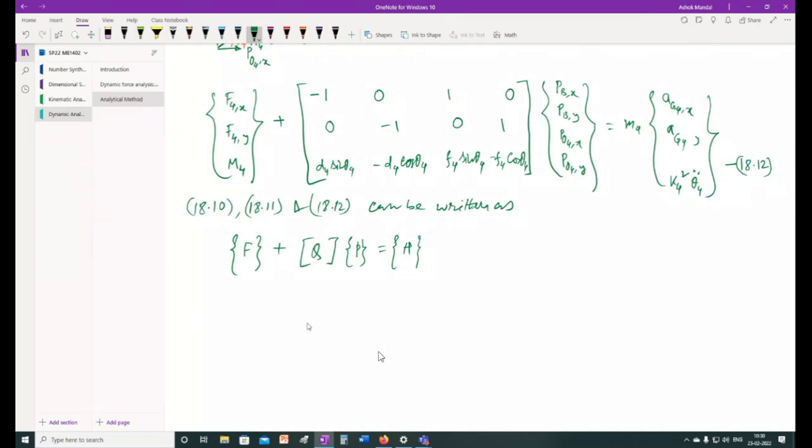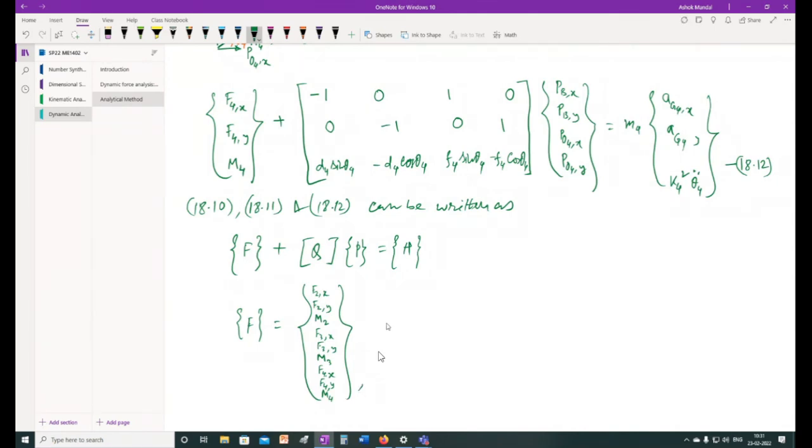Where, what are the components of this vector F? Can somebody tell me what are the components of this vector F? The components are F2X, F2Y, M2, F3X, F3Y, M3, F4X, F4Y, and M4. These are the components of this F vector.